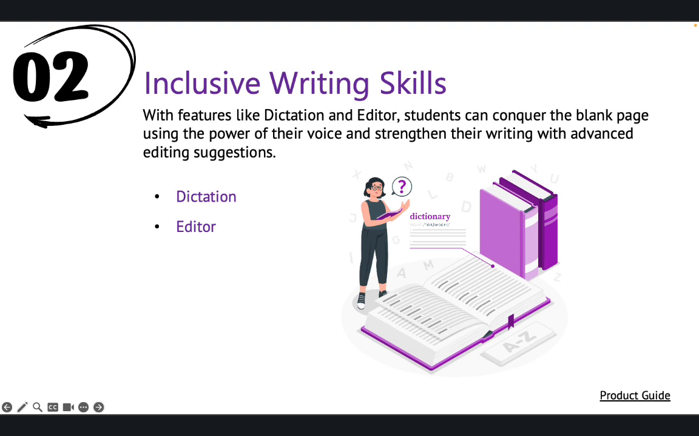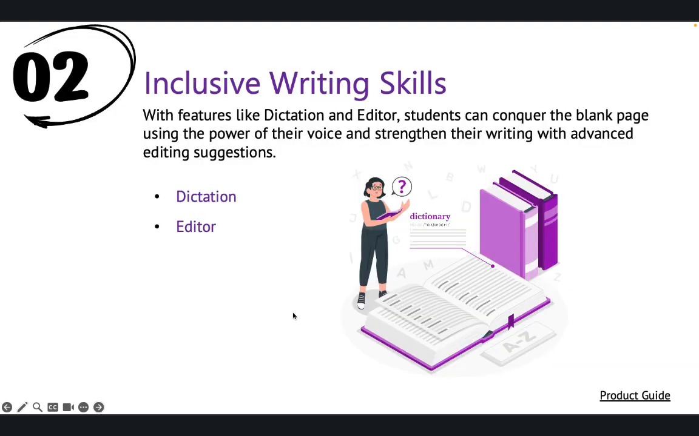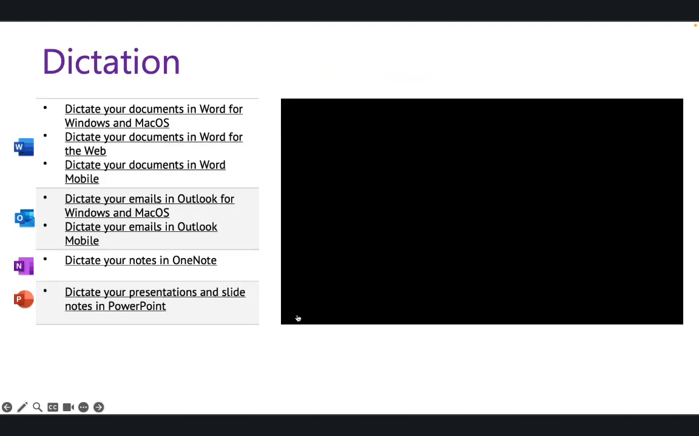We're going to move on to inclusive writing skills. Let's check out the features of each tool. When it comes to dictation, you can use the speech to text to author content in Office with a microphone and reliable internet connection. You can use your voice to quickly create documents, emails, notes, presentations, or even slides.